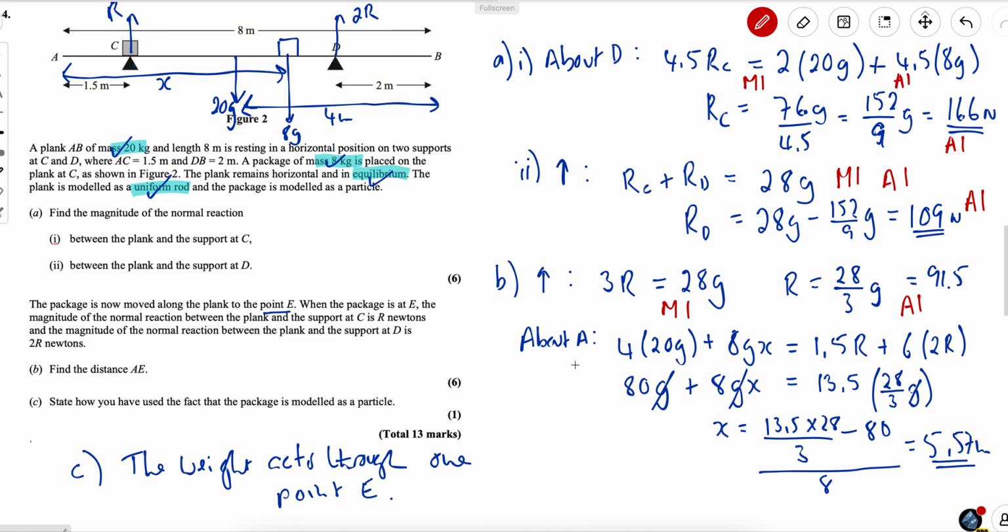And then a method mark and an accuracy mark again for the same criteria for taking moments about A or some other place, a method mark for your general solving, and an accuracy mark for 5.75. And then here you get a B mark, an understanding mark, and that's for saying either the weight or you can say the mass acts through one point, either E or C, because it was at C to begin with.